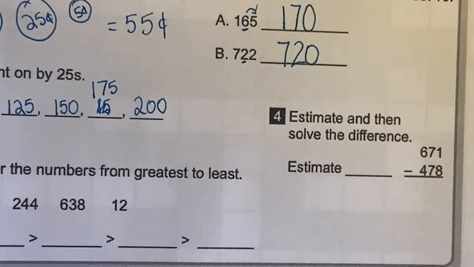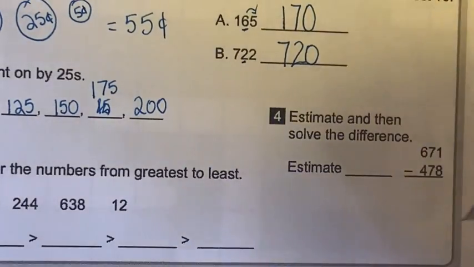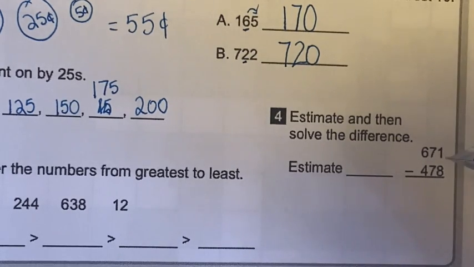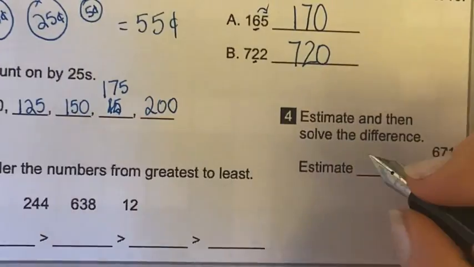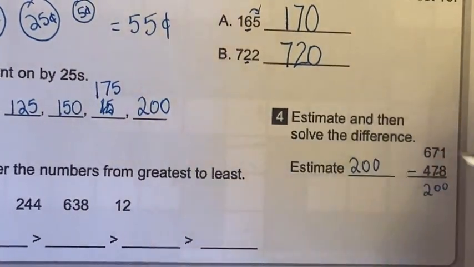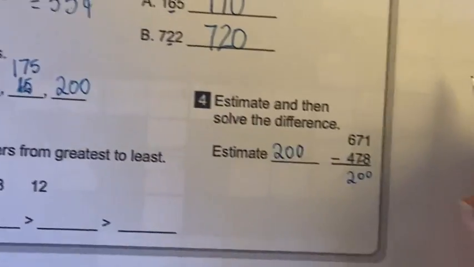All right, number 4. Estimate and then solve the difference. So we're going to estimate. All right, these two have a difference. If they're both 670 and 470, we're going to pretend they're both that. So I'm going to say there's a difference of about 200. Okay, now to find, oh, I put that in the wrong place. The estimate is here. Now I'm going to solve it over here.